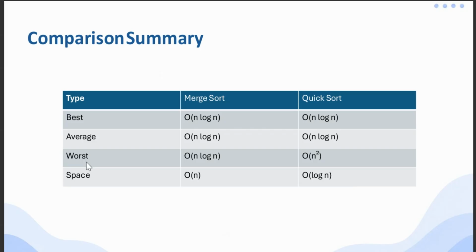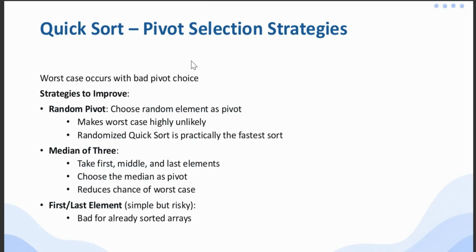so this is the comparison summary of merge sort and quick sort, right? The complexities, right? So the pivot selection strategies, as I discussed earlier: the worst case occurs when a bad pivot is selected, so you have to choose a random element as a pivot. So it makes the worst case highly unlikely, and randomized quick sort is practically the fastest sort.